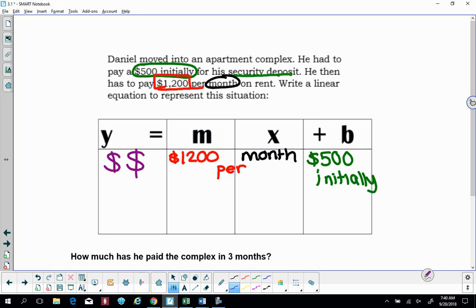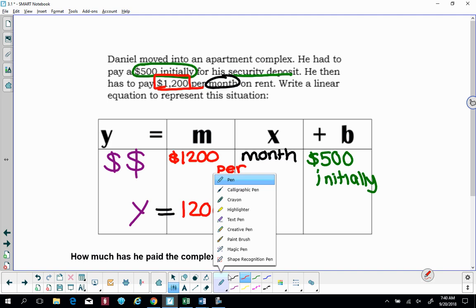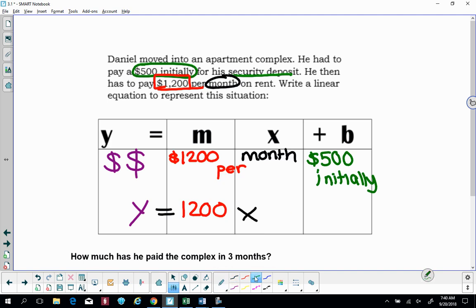And so now when I'm writing my equation, I know it's y equals 1,200x plus 500. Remember, it's 1,200 because it's adding each time. What if something was subtracting or decreasing each time? What sign would be in front of that 1,200? The subtraction or a negative, right? So when we're adding, it's going to be positive. When we're subtracting, it's going to be negative. So here's the equation. That's my answer to the first part.